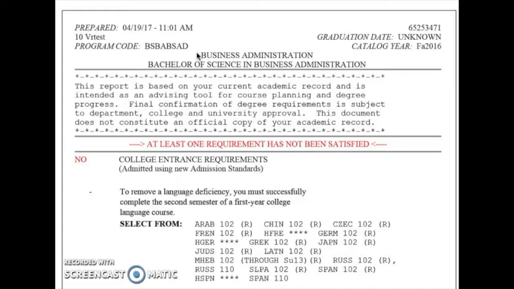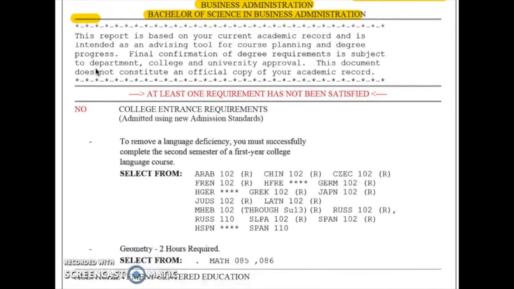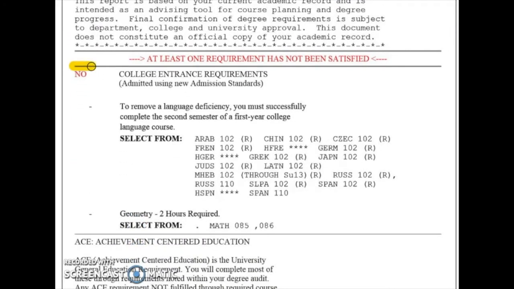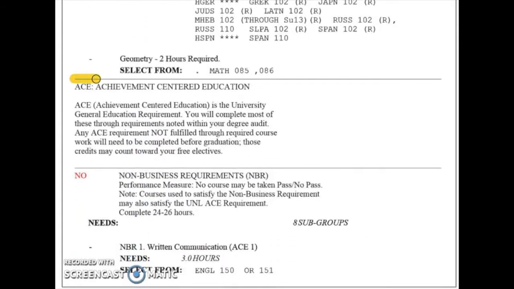In the header, there are a few different things to be aware of. You will see here that there is the name of your major, the name of your individual degree, the date and time that your audit was prepared, as well as your catalog year, which sets the rules that you need to follow in order to graduate. Underneath the header, you will see multiple lines and boxes. These boxes represent individual categories that are separated by the lines that span across the page.